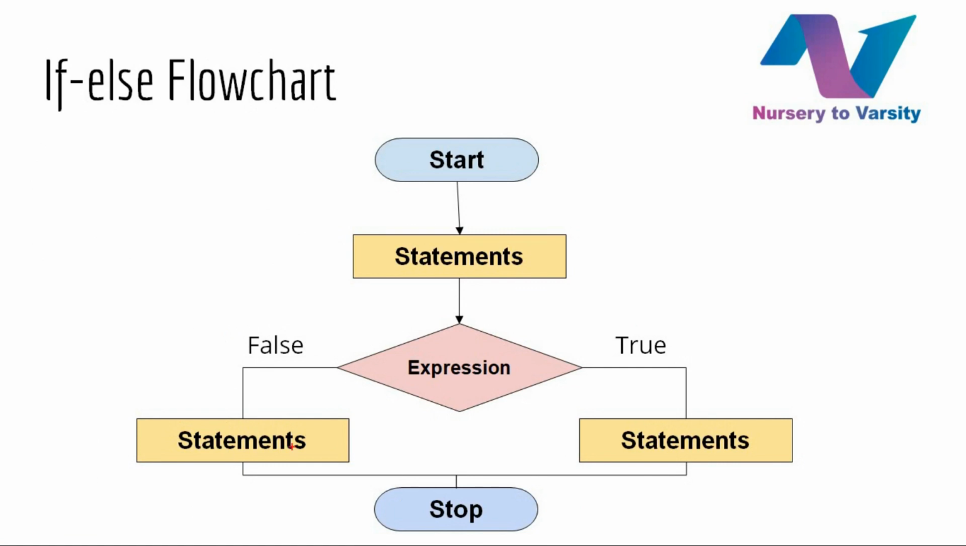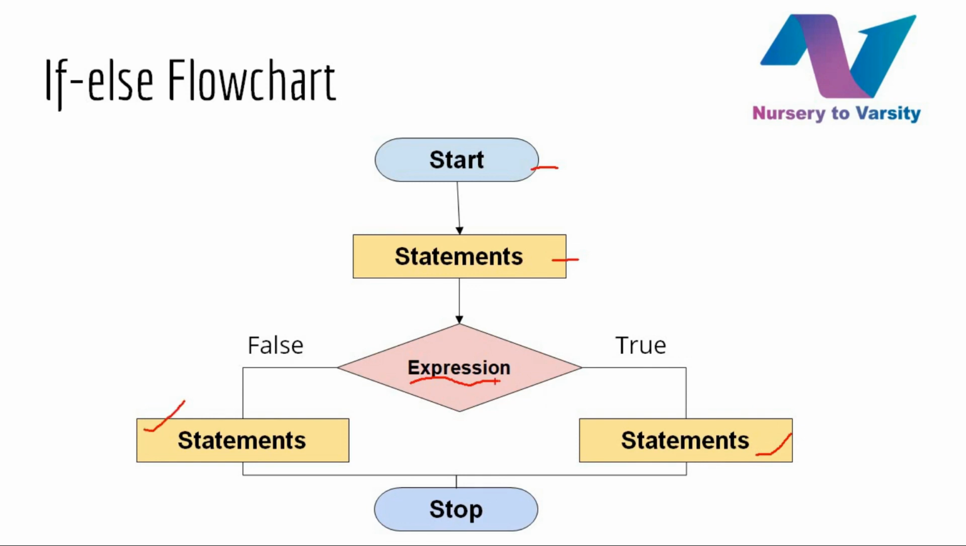This is the flowchart of the if-else statement. First, we'll start our program using header files and all. Then we'll write some statements, for example, initialization, and then this expression of the if statement. If this statement is true, then it will execute these statements. And if this expression is false, then this will execute these statements.